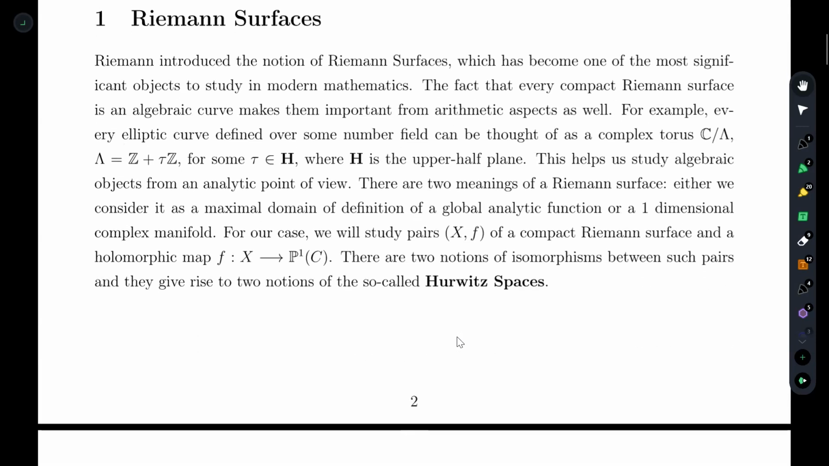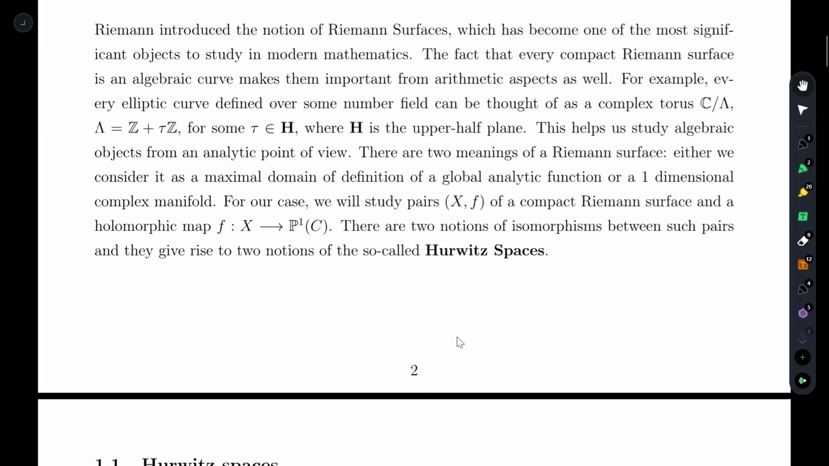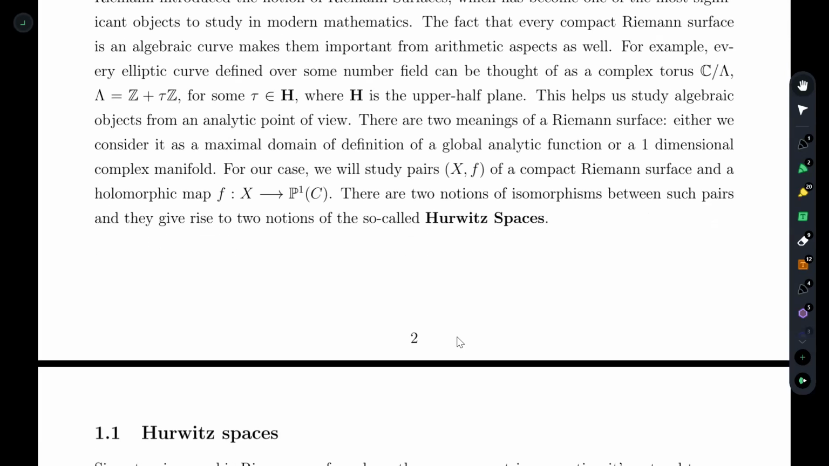And here we will consider pairs of a Riemann surface and a map F from that Riemann surface to the complex projective plane. Sorry, should this be the complex projective plane or line? Sorry, line. Yeah, so this should be C.